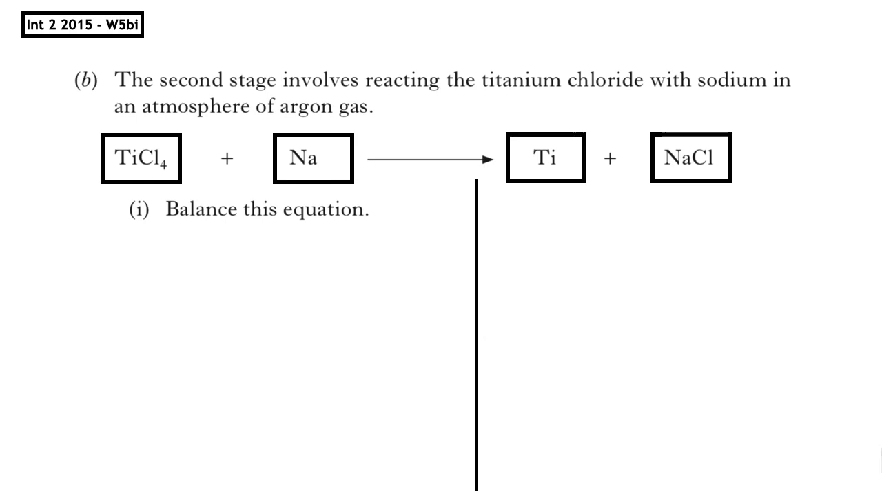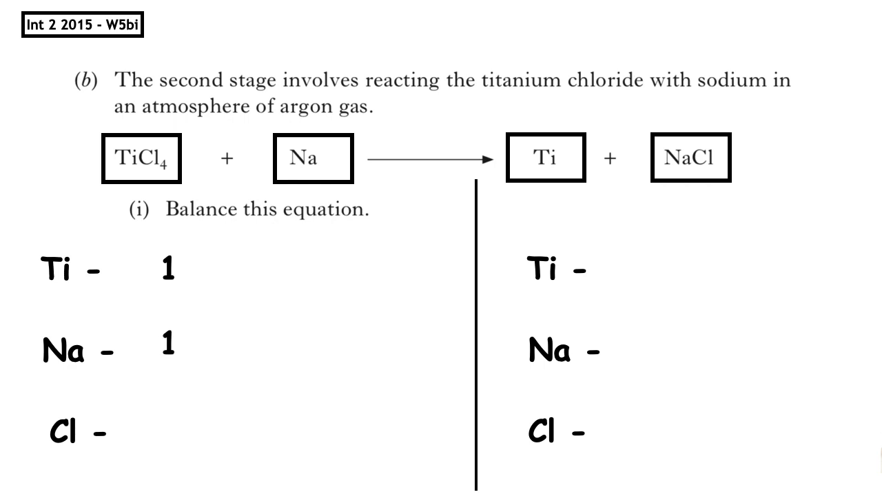So we have titanium, Ti, sodium, Na, and chlorine, Cl. We mimic that on the other side. How many titaniums do we have on the left? We have 1. How many sodiums do we have? We have 1. And how many chlorines do we have? We have 4. On the right hand side, how many titaniums do we have? We have 1. How many sodiums? 1. And how many chlorines? 1. We start our shopping list at the top and check that they are balanced.